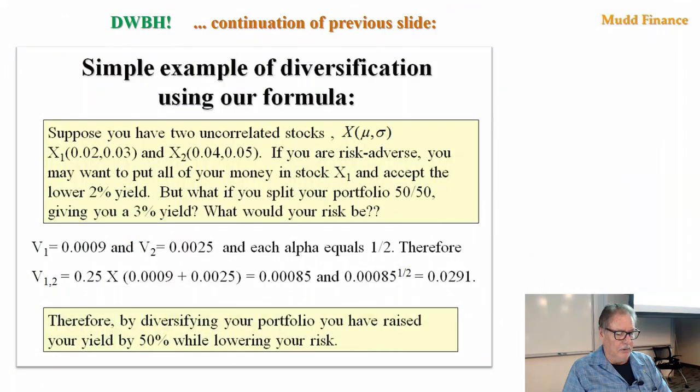Here's an example you can read. I won't read it to you. You've got two uncorrelated stocks. It has a mean return of 2% and a variance of 3 and a 4 versus 5. And so calculating the risk, you plug it into the previous formula and you demonstrate that you can get a fairly high rate of return with a variance that is lower than the variance of either of the components. And so the math tends to look like that.